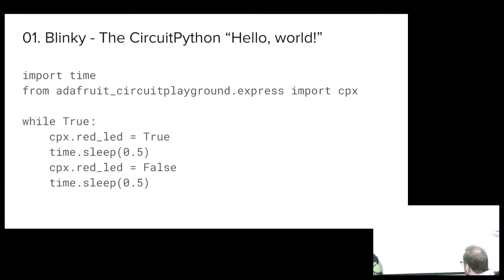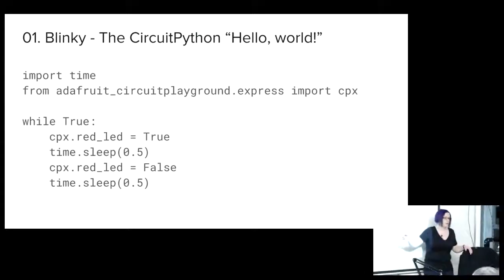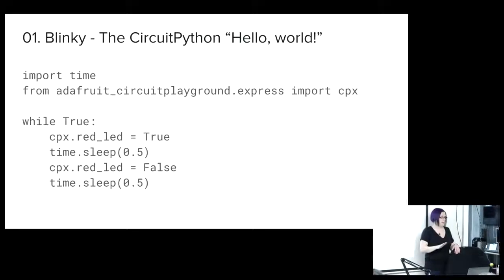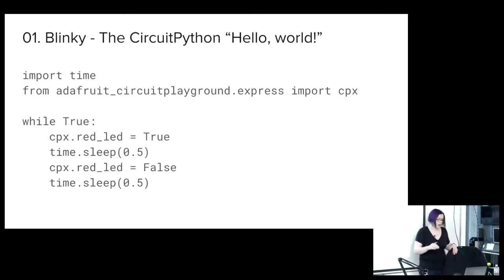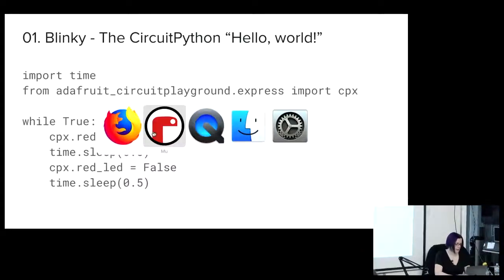And what these things are is we're setting the red LED to true, and what that means is we're turning it on. And time.sleep means we're going to pause for 0.5 seconds. Then we're going to set it to false, which means we're going to turn it off. And then we're going to pause again for 0.5 seconds. And what that does is it has the effect of making the LED blink.